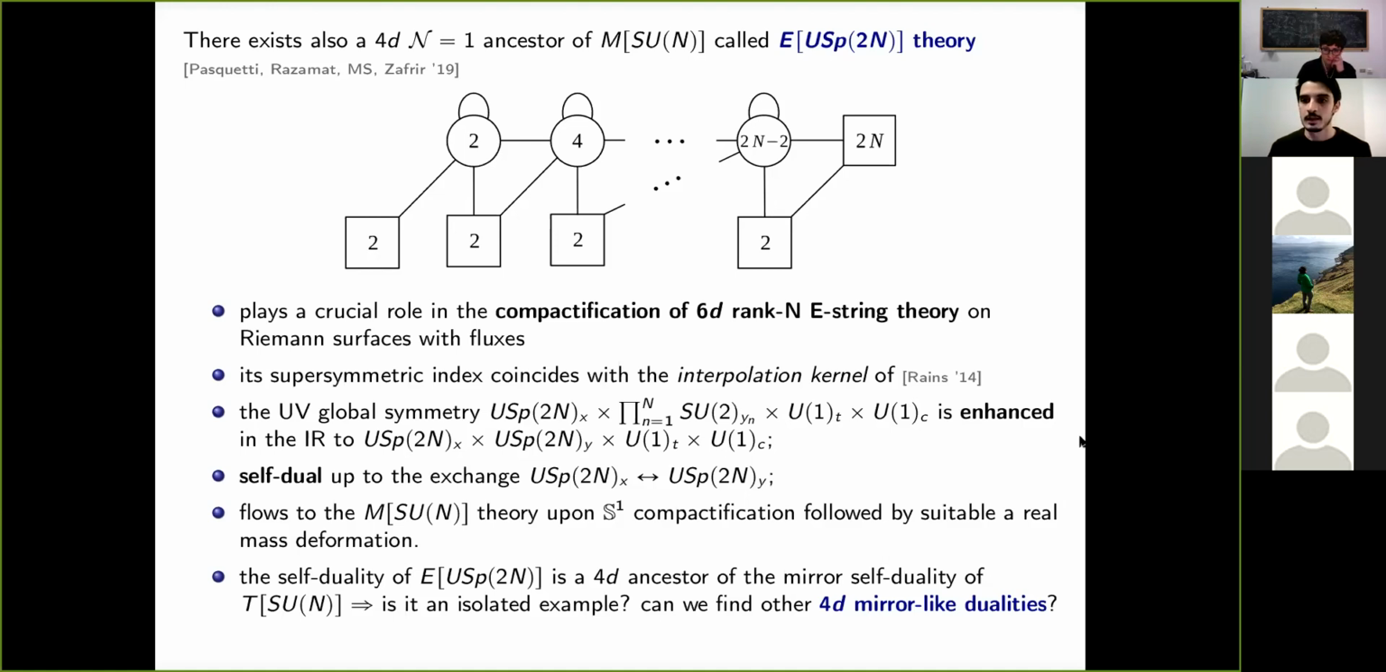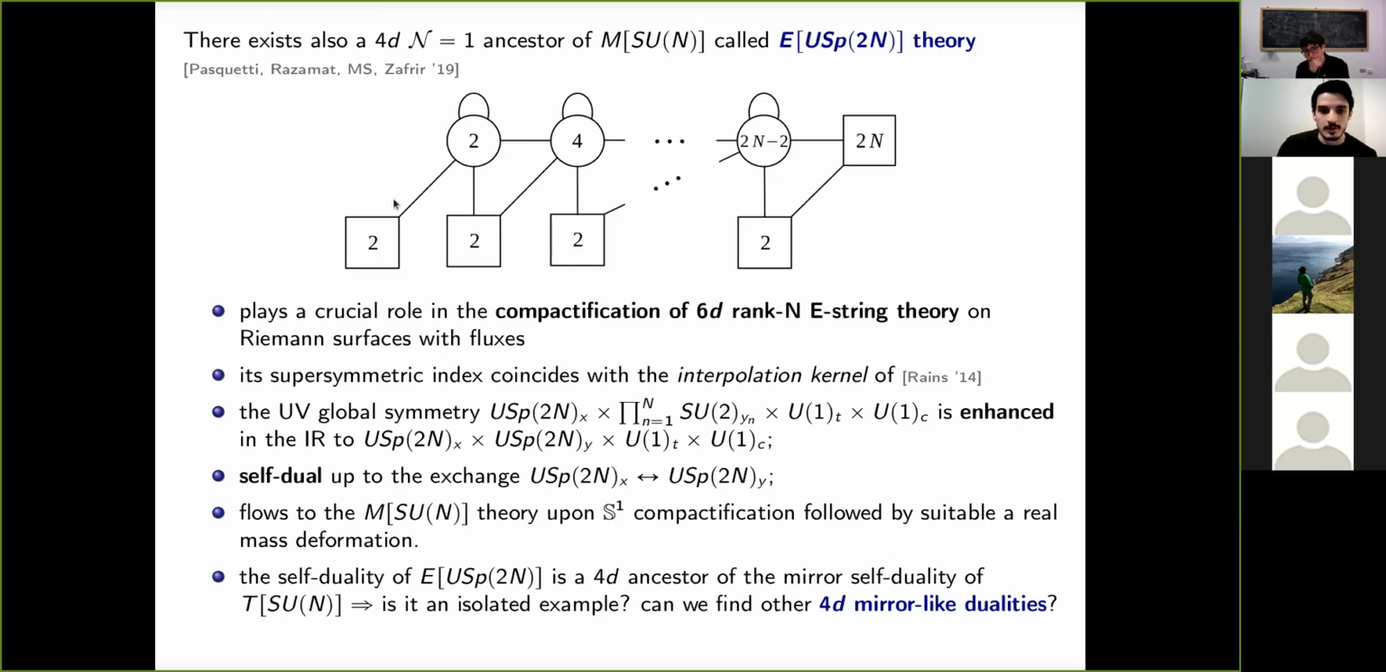So the first property is again an enhancement of the global symmetry in the infrared. In this case, in the UV, we have a USp(2N) factor and a bunch of SU(2) symmetries. And these SU(2)s are enhanced in the infrared to a second USp(2N). And then also this four-dimensional theory enjoys a self-duality, which again acts exchanging the two USp(2N) symmetries. All these similarities between the E[USp(2N)] theory and the three-dimensional M[SU(N)] theory are not an accident, because indeed we can flow from one theory to the other. And this flow is engineered by first a circle compactification, and then again this real mass deformation that breaks all the symplectic groups down to unitary groups.